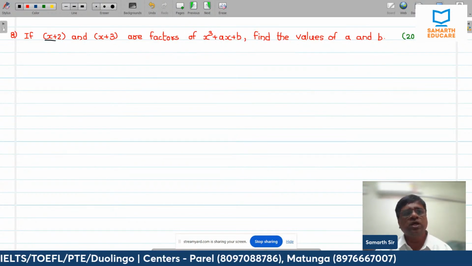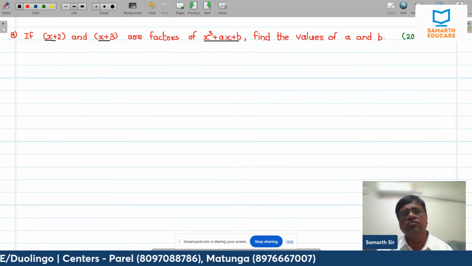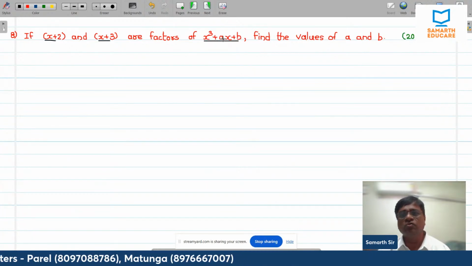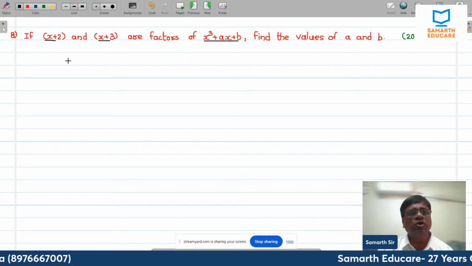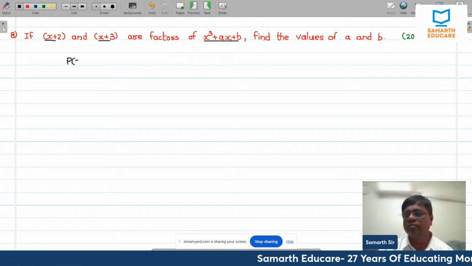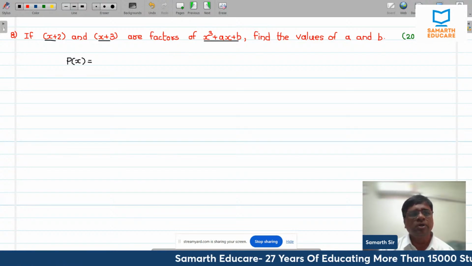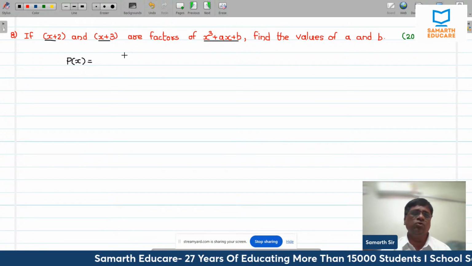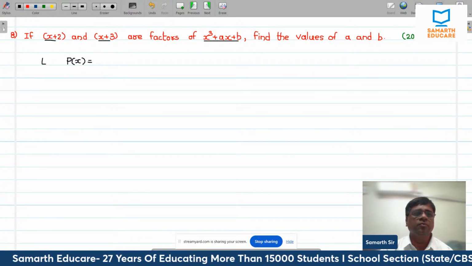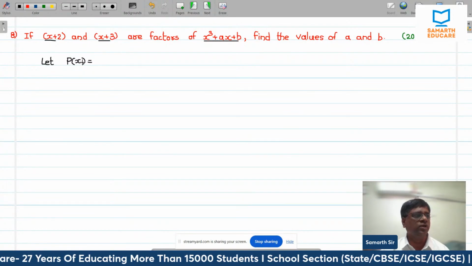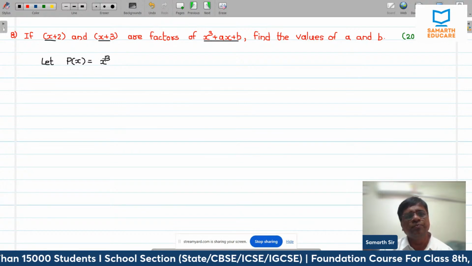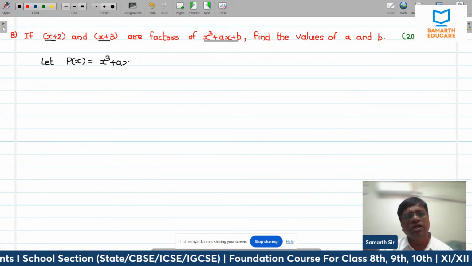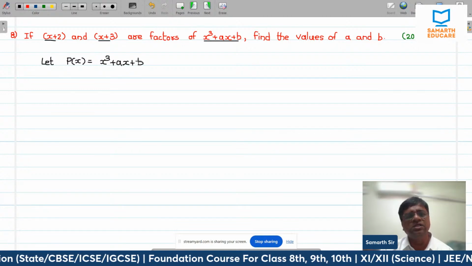If x plus 2 and x plus 3 are factors of this polynomial, find the values of, if it is a factor. So let me label the polynomial as p of x first. अब p of x क्यों करना है? तो you can label it anything. You can write p of x, q of x, f of x, anything, whatever you like. So it is x cube plus ax plus b. This is the polynomial.